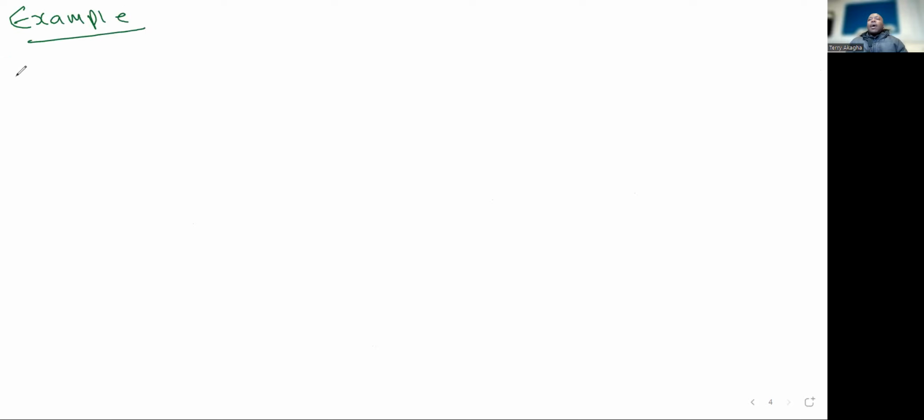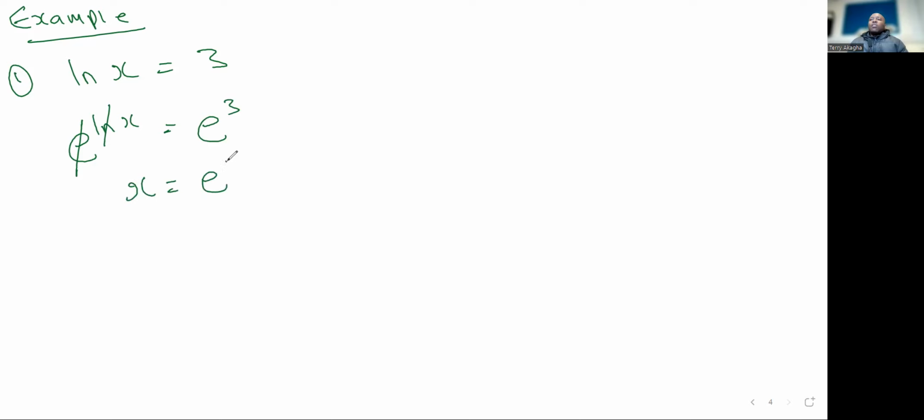So let's say we have ln x is equal to 3, and you were told to find x. Now, we need to get this ln out of the way. And how do you do it? You take the exponential of what? Both sides. Are you seeing it? So that means this will now cancel this. Are you seeing it? So x is going to be equal to exponential of 3.